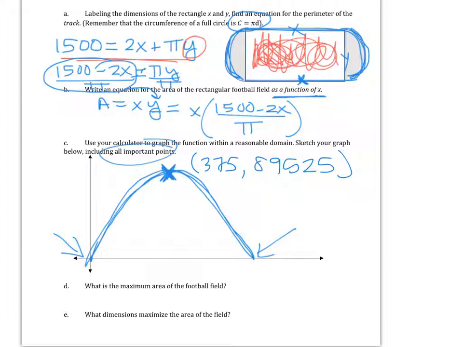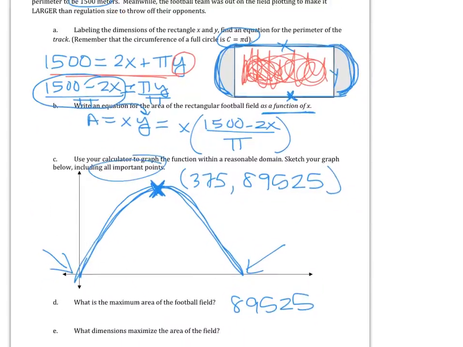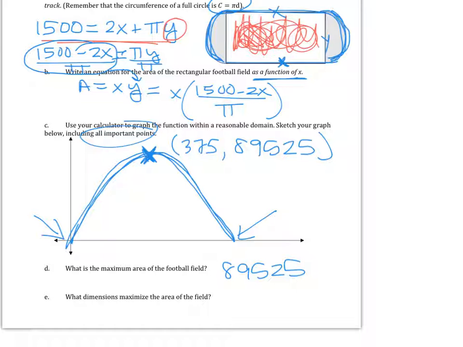Okay, so you needed a pretty big window to be able to see that 89,000. The maximum area of the football field, 89,525. I don't remember what units I used, meters squared. Okay, so meters squared. And then what dimensions maximize the area of the field? So in other words, what dimensions of the rectangle?